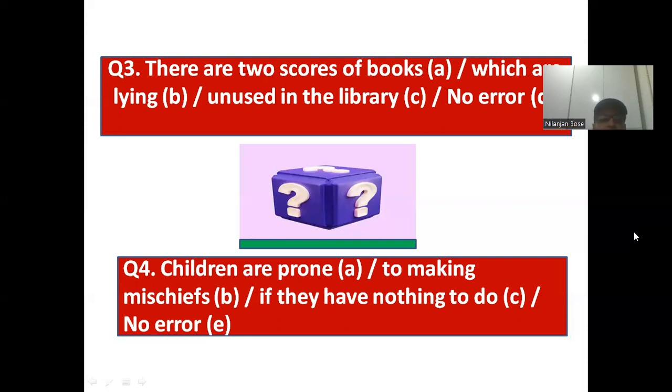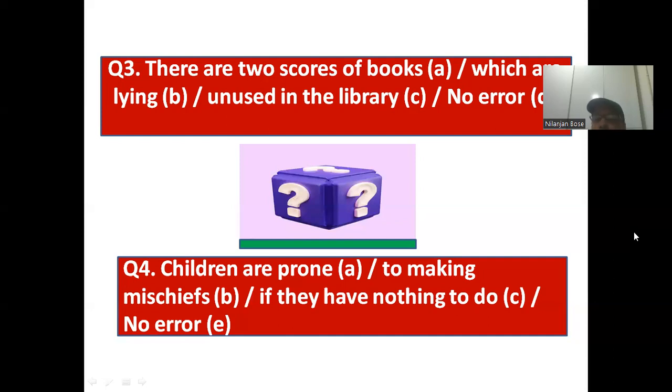Children are prone to making mischiefs if they have nothing to do. Here, if you go through the sentence, you come to know that mischiefs, what is the meaning of mischiefs? Shaitani, right? So mischiefs word is uncountable. So you cannot make it plural by adding s to the root word, that is mischief. This word is absolutely wrong. Instead of mischiefs, it should be mischief.